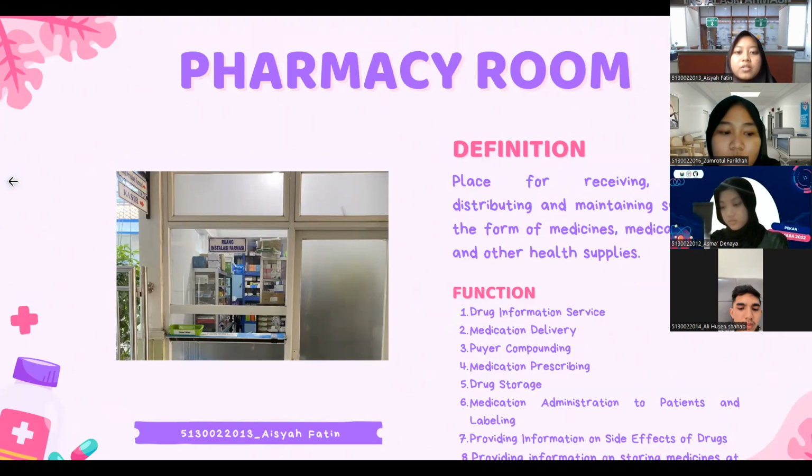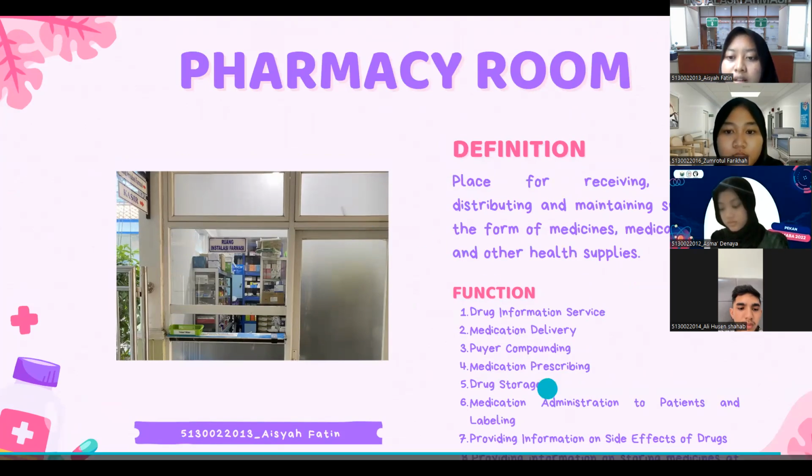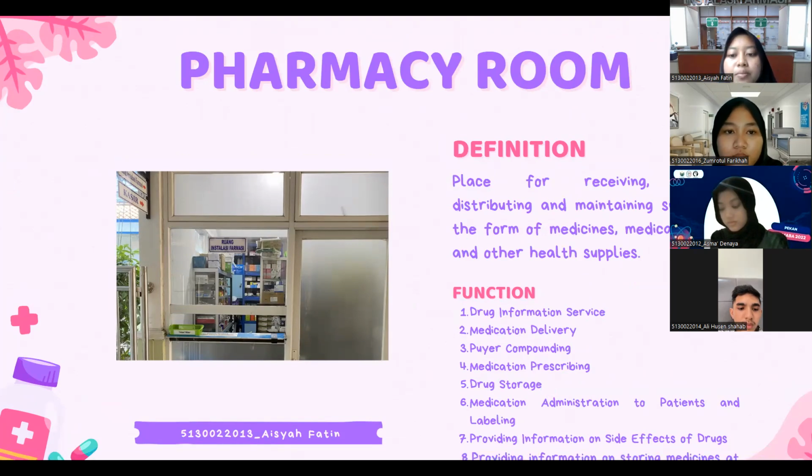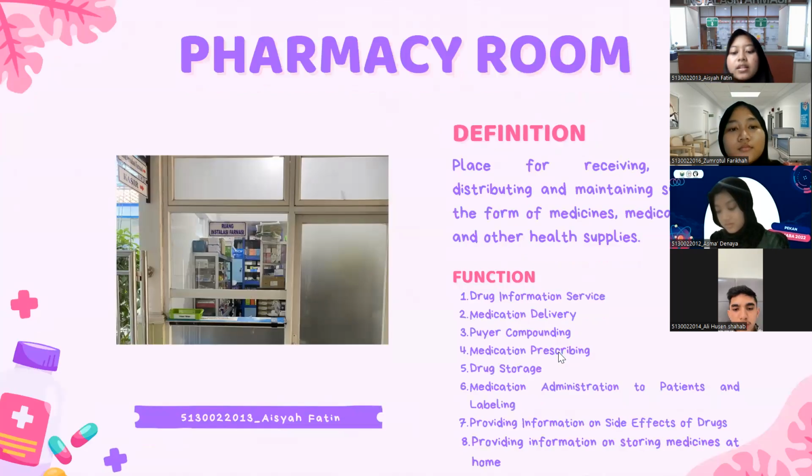Next, the pharmacy room. Definition: a place for receiving, storing, distributing, and maintaining supplies in the form of medicine, medical devices, and other health supplies. Functions: one, drug information service; two, medication delivery; three, compounding; four, medication prescribing; next, drugstore; next, medication administration to patients and labeling; next, providing information on side effects of drugs; next, providing information on storing medicine at home.